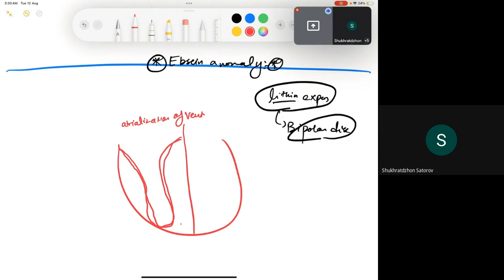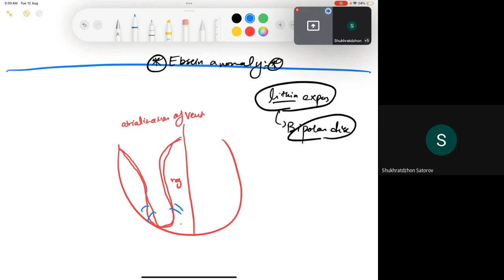So your ventricle is becoming atrialized. It's becoming an atrium. Why? Because the tricuspid valve has been pushed downward. The atrial size has increased, which can lead to regurgitation as well. The blood from the ventricle can enter back into the atrium. So this is basically called Epstein anomaly, right? Is it clear?